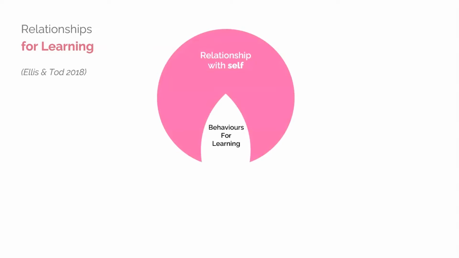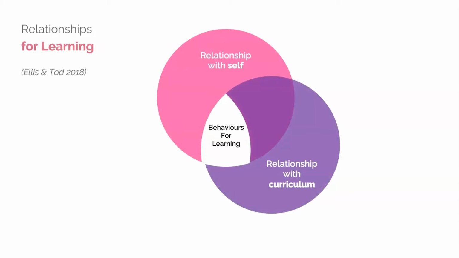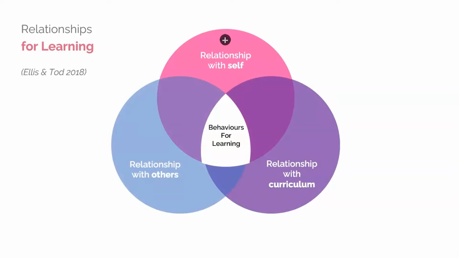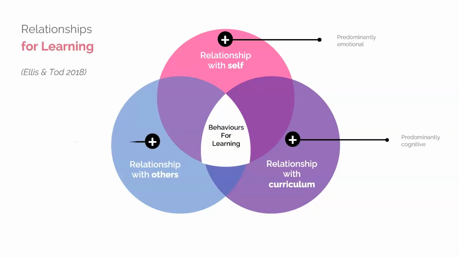When we look at behaviours for learning, Ellis and Todd argue that there are three key relationships at play. Relationships with the self, relationships with the curriculum, and relationships with others. Relationships with the self are predominantly emotional, relationships with the curriculum are predominantly cognitive, and relationships with others are predominantly social. Let's explore how these relationships for learning might relate to our students' behaviours for learning.